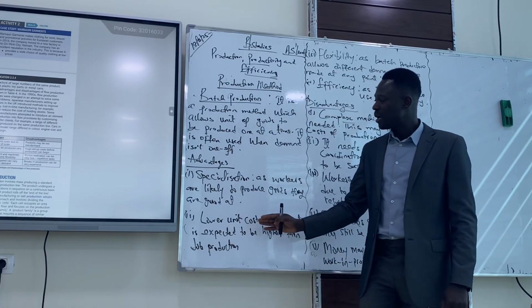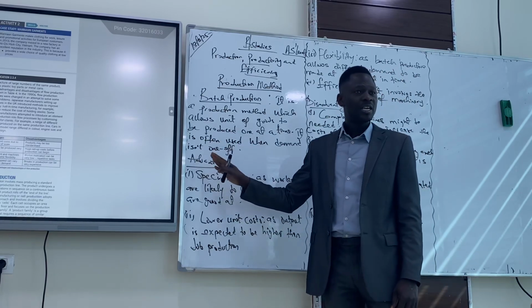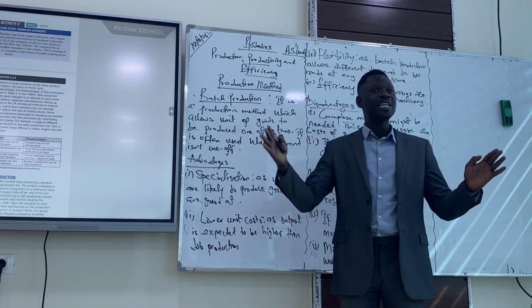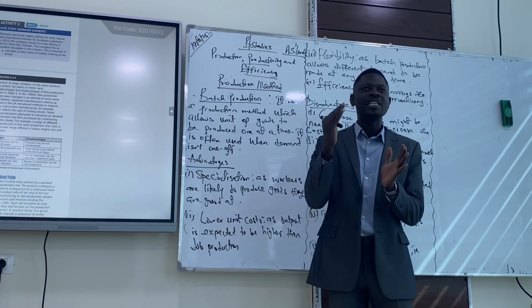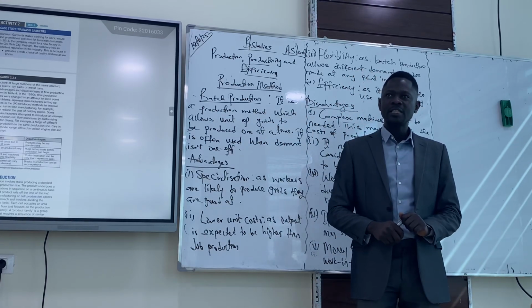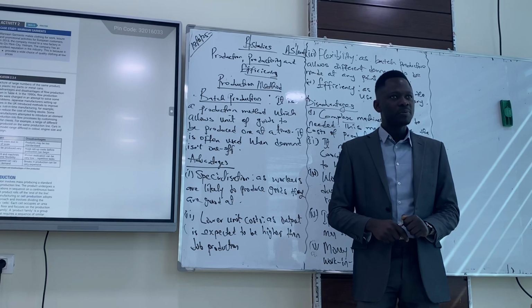So the second advantage about using batch production method is that it allows a firm to produce on a larger scale, which brings about reduction in the average cost of production. Do we understand the second point here? Do we understand or not, please?